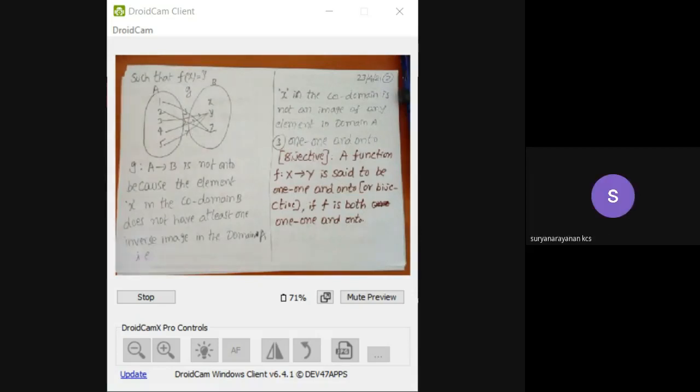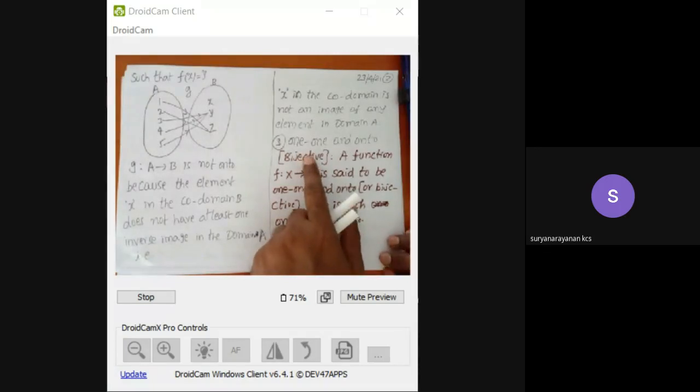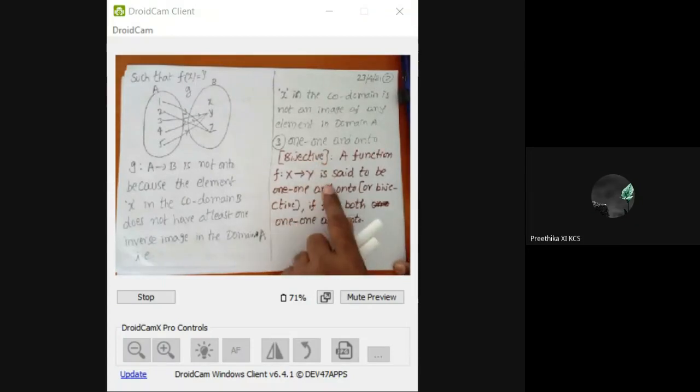Okay, now come to the exercise sums. Once all of you read this definition. Preetika. A function f is a mapping from x to y is said to be one-one and onto or bijective function if f is both one-one and onto. Very good.